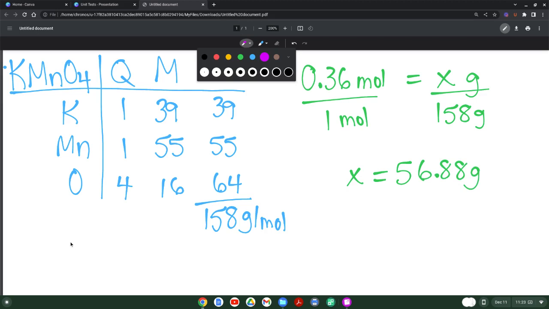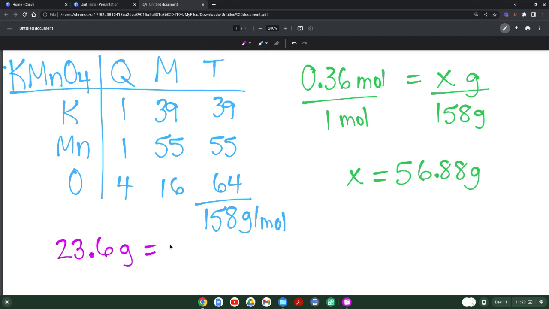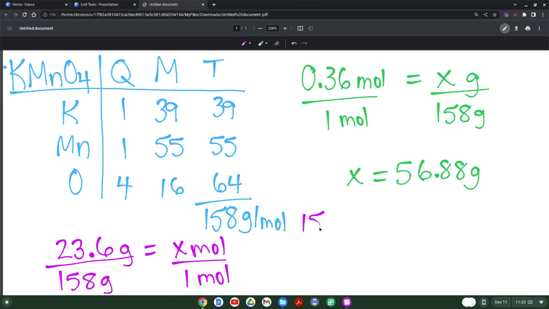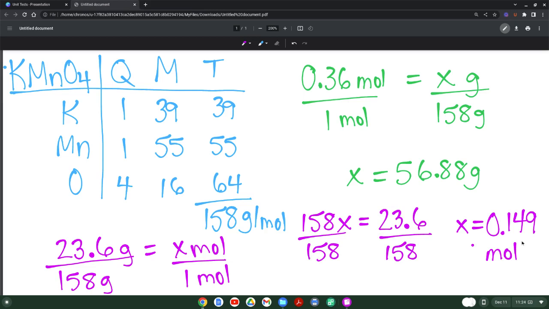Moving on, I have 23.6 grams is equal to, I don't know how many moles, but I do know that when I have 158 grams, I have 1 mole. So I'm going to cross multiply. I get 158x is equal to 23.6 times 1, which is just 23.6. I'm going to divide both sides by that 158 to get the x by itself. I wind up with 0.149 moles.